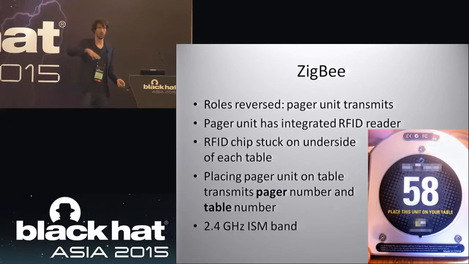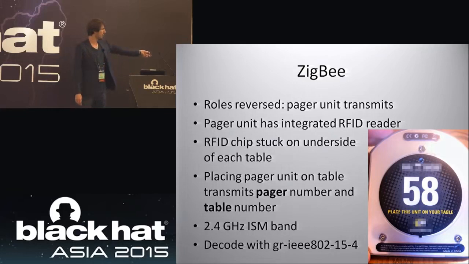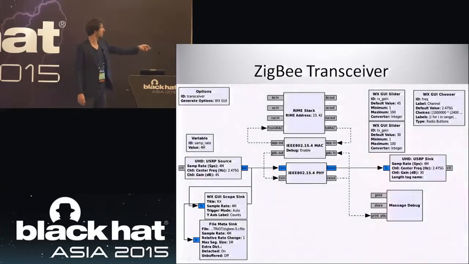And this is a cool one because with this particular pager, they give it to you when you order. You go and sit down and you put it down on the table. And the table has an RFID tag underneath, and this thing will read the tag and then transmit back to the kitchen where you're sitting so that when they bring the food to you, they know where you're sitting, which is pretty neat. And this uses Zigbee, and there's this nice out-of-tree module for GNU Radio that will give you a Zigbee transceiver, and this is pretty much the flow graph there.